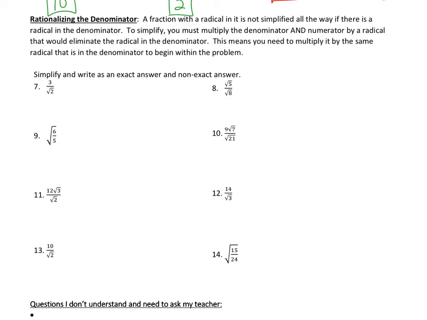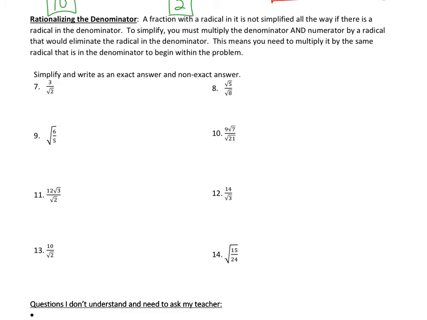Moving on to the bottom part of your notes, we are rationalizing the denominator. What that means is if you have a fraction and you have a radical in the denominator, it's not technically simplified all the way unless there's no more radical in it. So we need to get rid of the square root in the denominator so that our fraction is simplified as far as it can go. And what that is, we need to multiply the denominator and the numerator, but it's mostly the denominator, by a radical that's going to eliminate the radical.